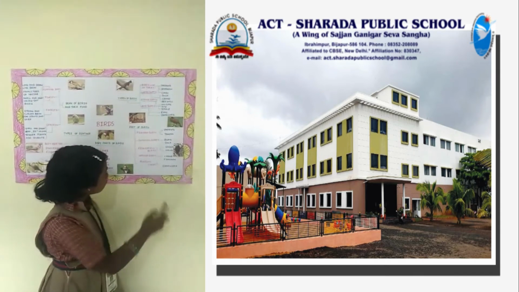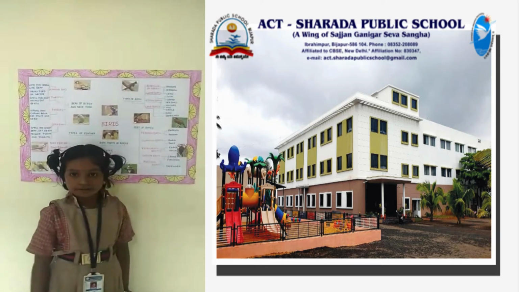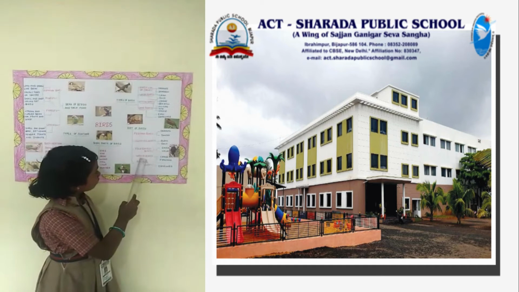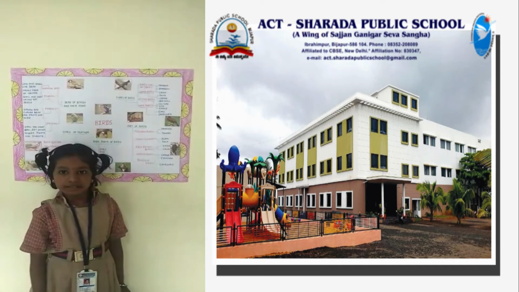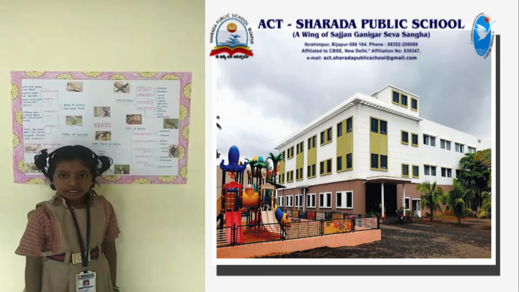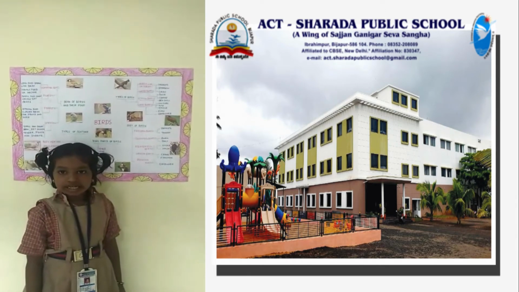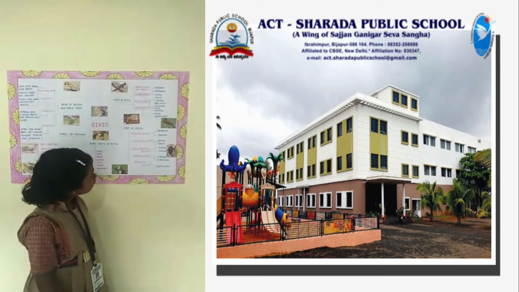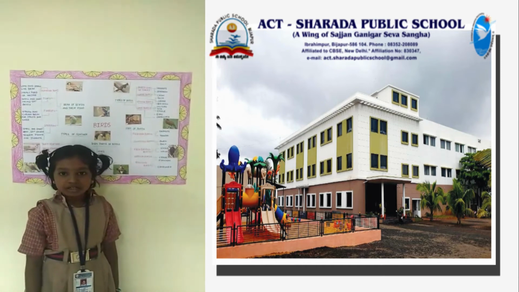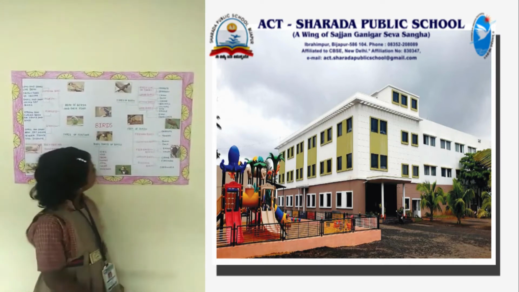Flesh-eating birds: birds such as eagles and hawks have strong feet and claws. These are the examples of flesh-eating birds. Wading birds: birds such as crane and flamingo have long legs and long toes. These are the examples of wading birds. Running birds: ostriches have long legs. These are the examples of running birds.